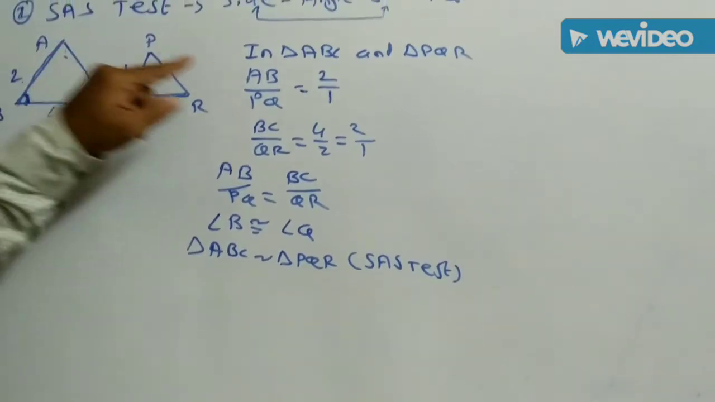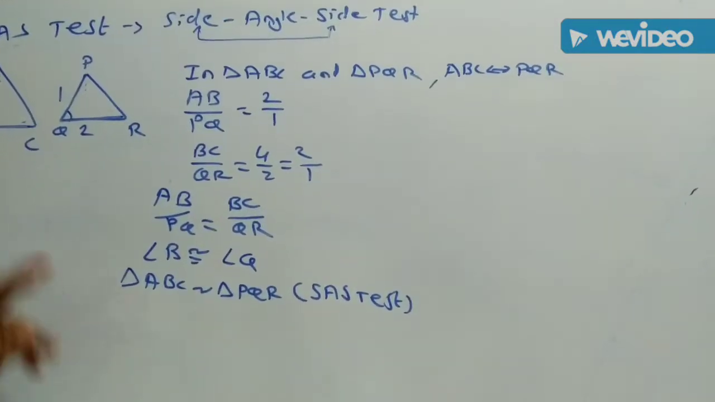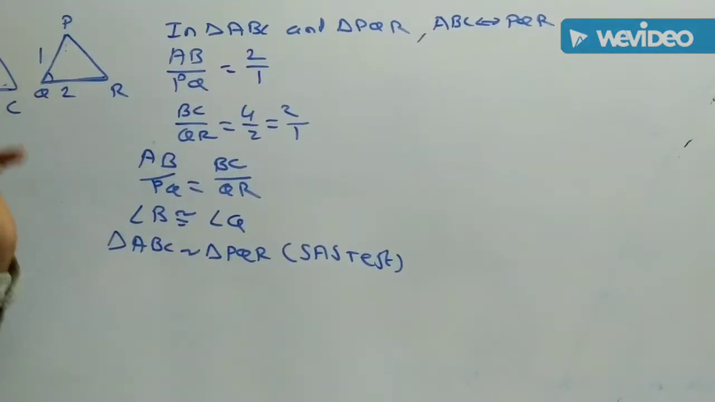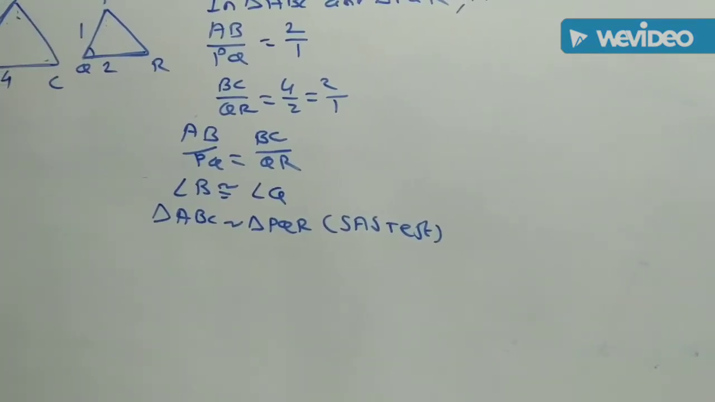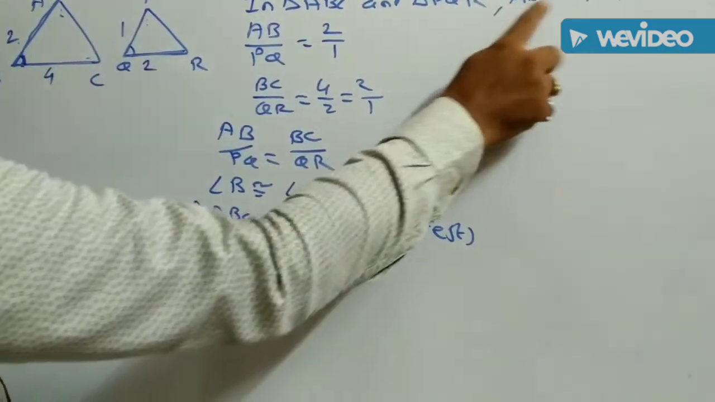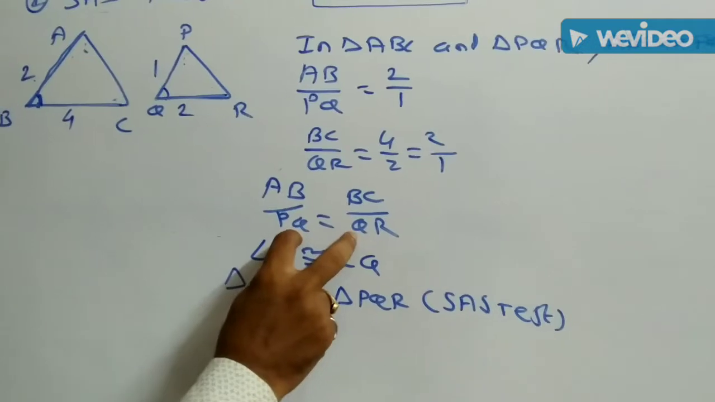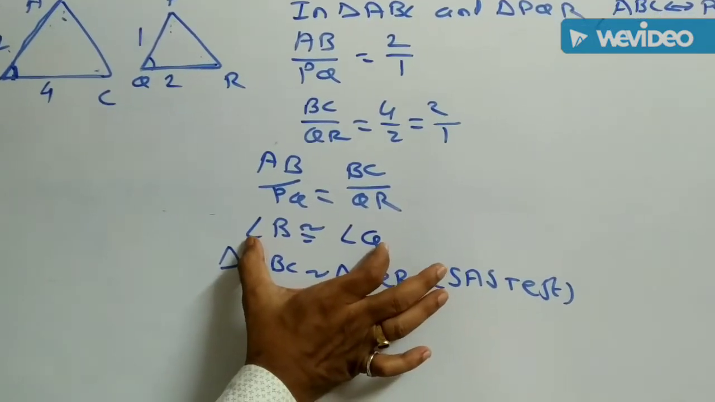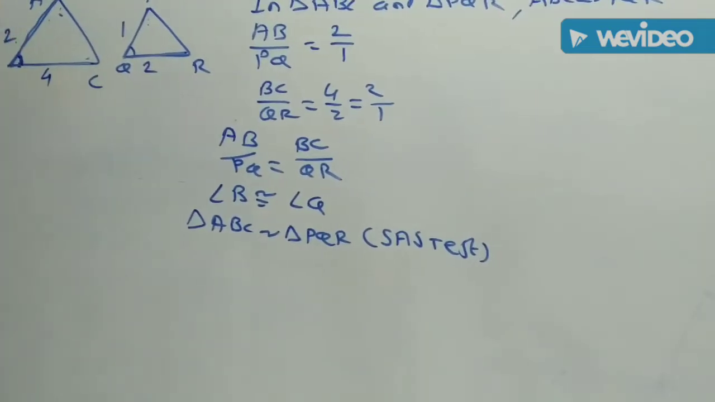The statement is: for a given one-to-one correspondence between the vertices of the two triangles, say ABC corresponds to PQR, if two sides of one triangle are in proportion with the corresponding two sides of the other triangle and the angles included by them are congruent, then the triangles are said to be similar by the SAS test. Then the third test is the SSS test.